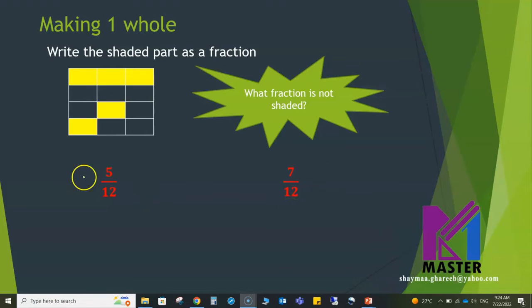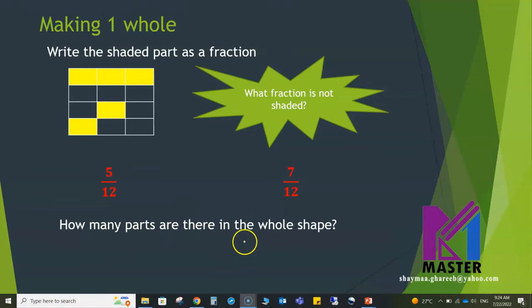Now I have 5 over 12 shaded parts and 7 over 12 unshaded parts, right? Okay. How many parts are there in the whole shape? The total number of parts in the whole shape is 12 parts. Okay, what do you notice here? The number of unshaded parts and the number of shaded parts together form the total number of parts.